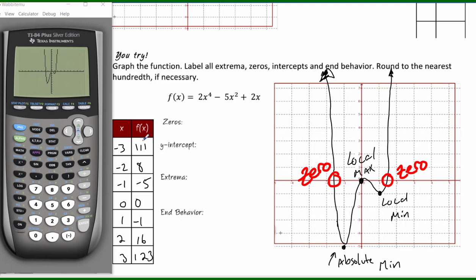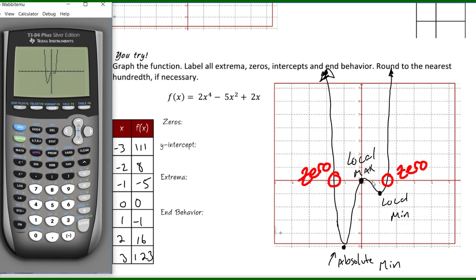Okay, so you see that I have the table filled out. I have the graph, kind of a rough sketch here. I have some zeros that are circled. We got to find the values of those. Same thing with the local mins, local maxes, and this is an absolute minimum. This is the lowest point on a graph. That's why this is an absolute, not a local.